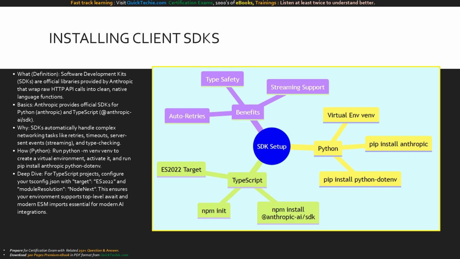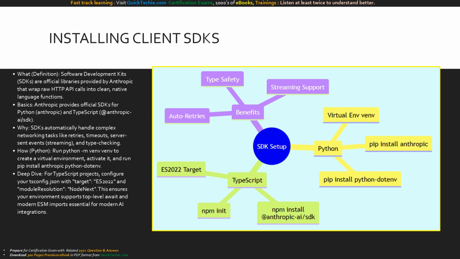How do you set it up? Always isolate your dependencies. In Python, spin up a virtual environment and pip install anthropic. For our deep dive, TypeScript developers must pay attention to their compiler configuration. Set your tsconfig.json to target ES2022 and use NodeNext module resolution. AI libraries heavily utilize modern JavaScript features like top-level await, and improper config will break your build immediately.